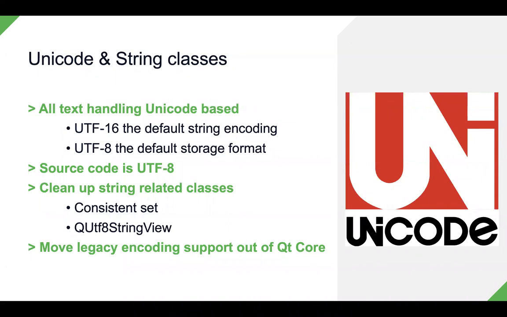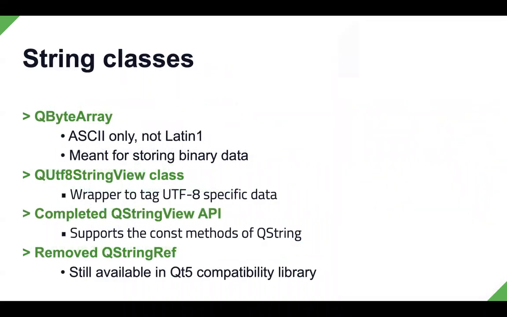We've cleaned up the string related classes and tried to get to a more consistent set, where we have now added a UTF-8 string view. We've made QStringView complete, and finally, we've also moved legacy encoding support out of Qt Core. So things like Chinese legacy encodings, Asian legacy encodings, Latin 8 or something like that. Those things have moved out of Qt Core, and we are limiting ourselves in Qt Core to Unicode encodings and a few other things. The string class is the set that we're now having.